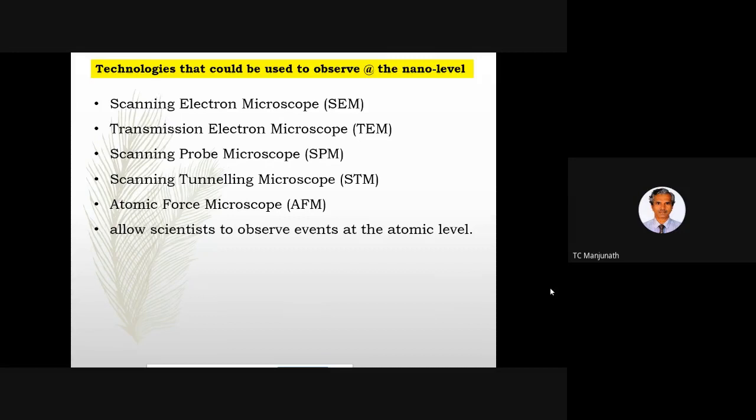So what are those technologies? One is the scanning electron microscope, the transmission electron microscope, the scanning probe microscope, then the scanning tunneling microscope, and atomic force microscopes. These are the devices which will allow scientists and researchers to observe events at the atomic level.